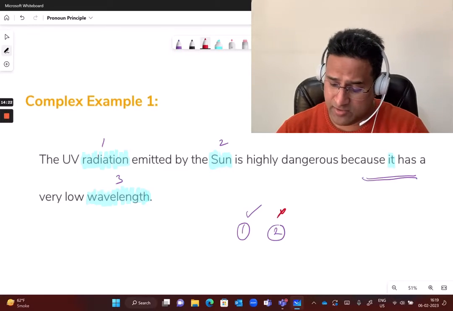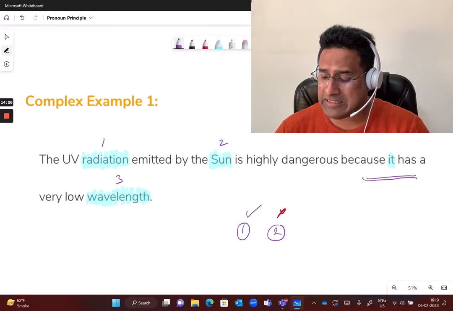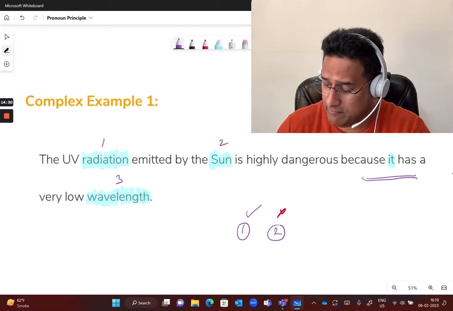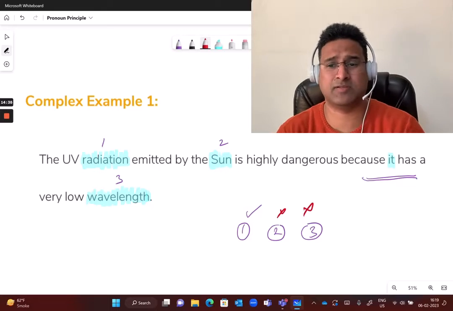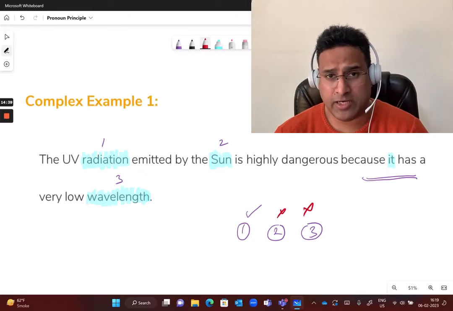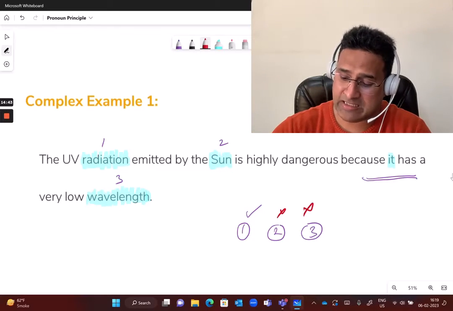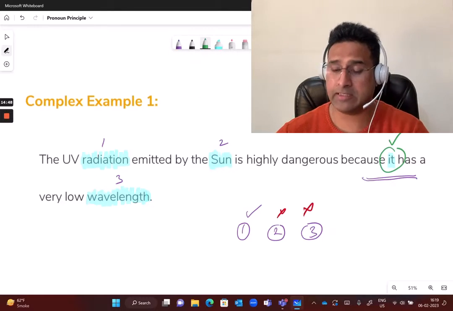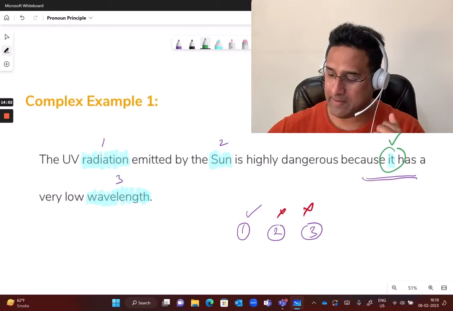Okay, let's look at case 3. The UV radiation emitted by the sun is highly dangerous because the wavelength has a very low wavelength. I think we can very easily eliminate case 3 because it's purely nonsensical. As you can see, there's only one possible logical interpretation of this sentence. So the pronoun it is actually correct, and such a sentence would not be considered ambiguous. Let's go to one more example.